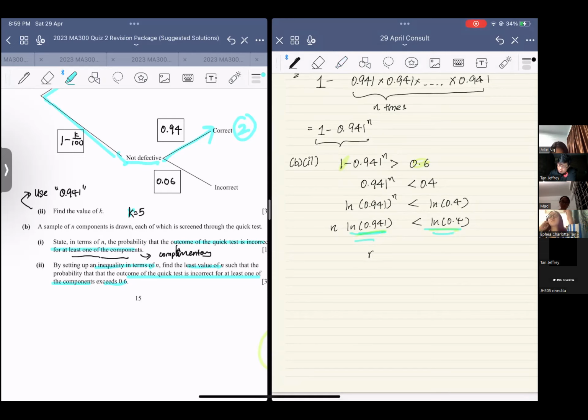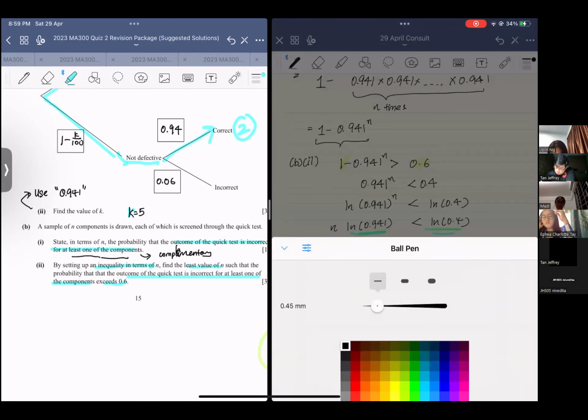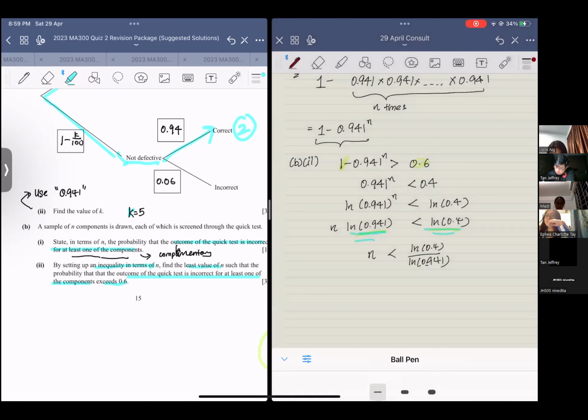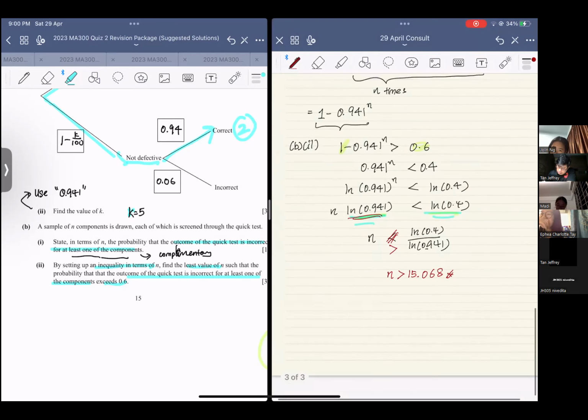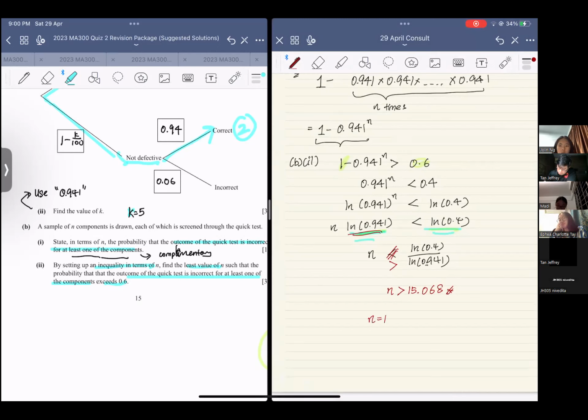What does it mean? If I want to make n the subject, this is ln 0.4 over ln 0.941. A lot of people will do this, but unfortunately it is wrong. Why? Because since you are dividing by ln 0.941, the inequality sign changes, because this is a negative number. So with that, your n will be 15.068, and this will actually be equal to 16, since n must be a positive integer.